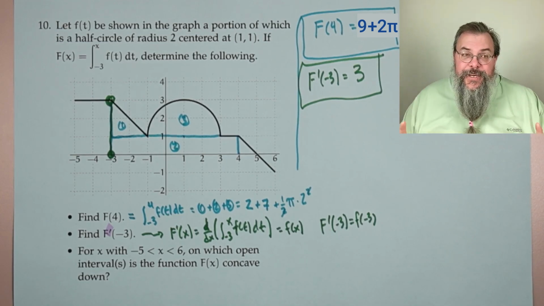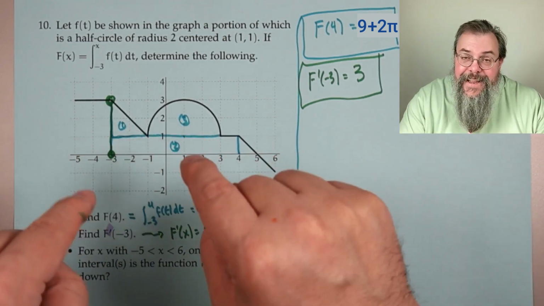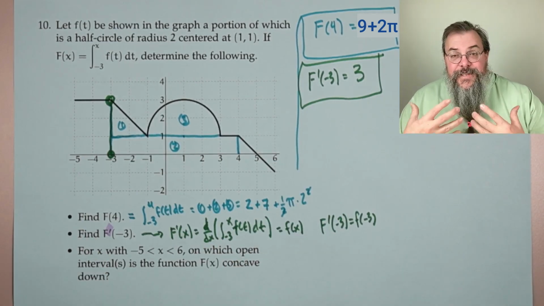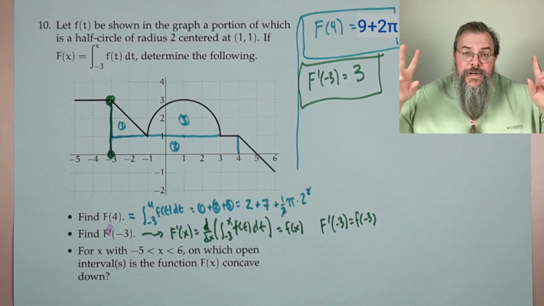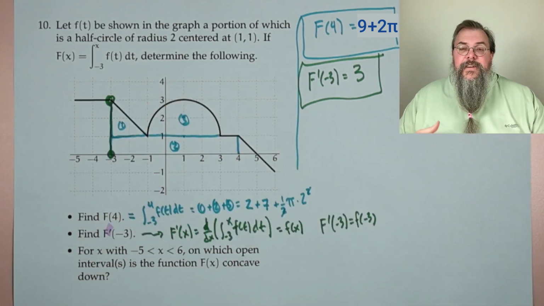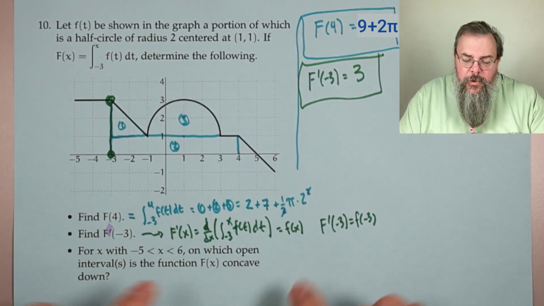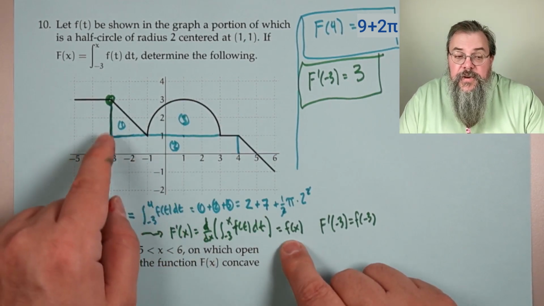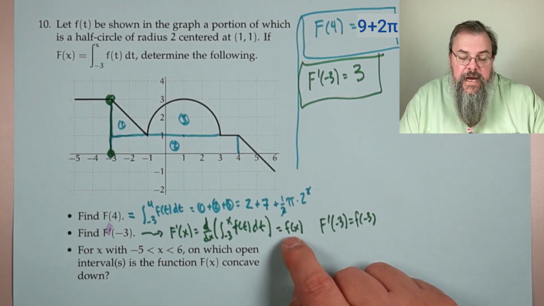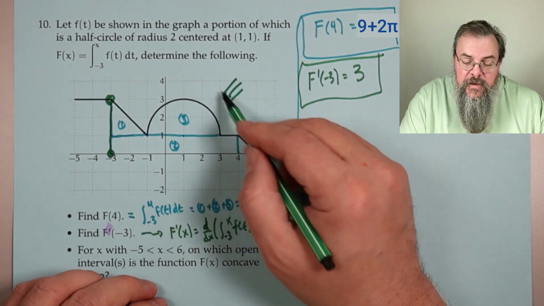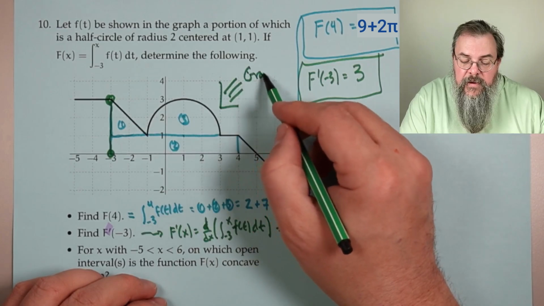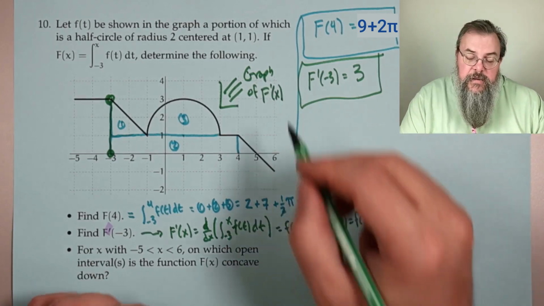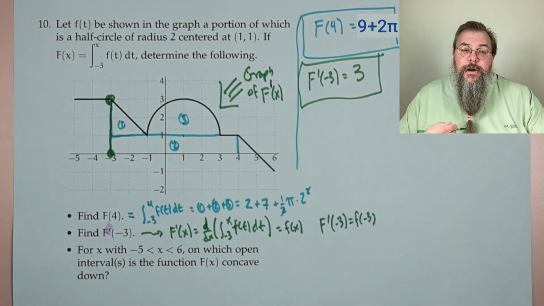Now be careful here. This is not capital F of x. This is little f of x. As a result, it's not as easy to say, oh, what's concave down in this figure? So you have to say, okay, what's this figure? Well, we actually know what this figure is. This figure here is the derivative. So we could say, okay, this is the graph of f prime of x.